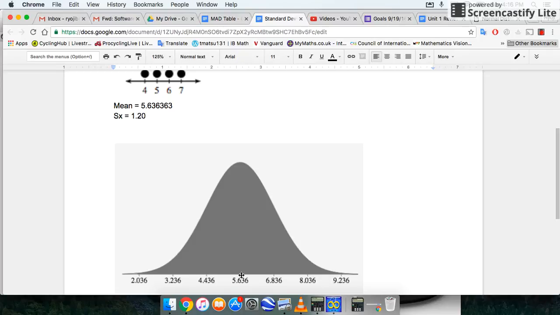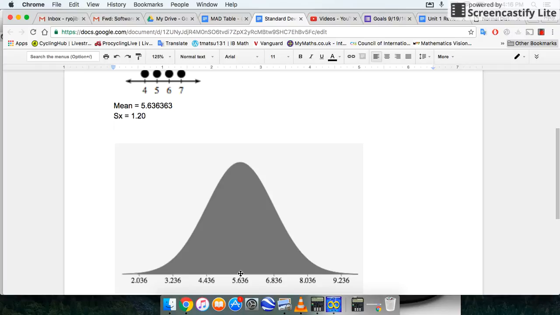Again, all we're doing is we start with our mean in the center, and then for each standard deviation to the right, we add 1.2 to the mean. So 5.63 plus 1.2 is 6.86. To get from the first standard deviation to the second standard deviation, again, we add another 1.2. So that takes us over here. To get from our second standard deviation to our third standard deviation, we add again 1.2, and that brings us over here, right?